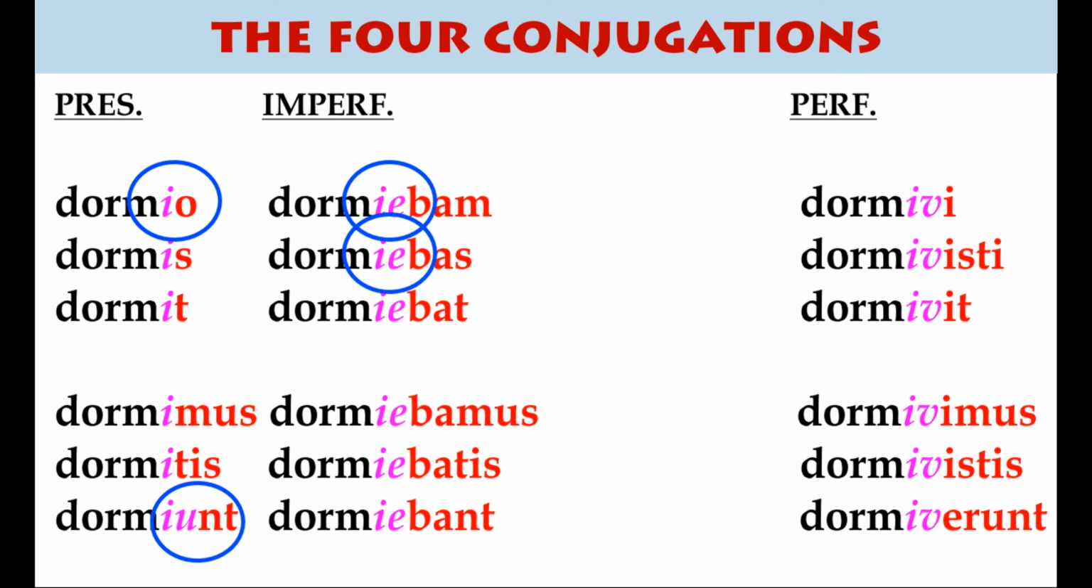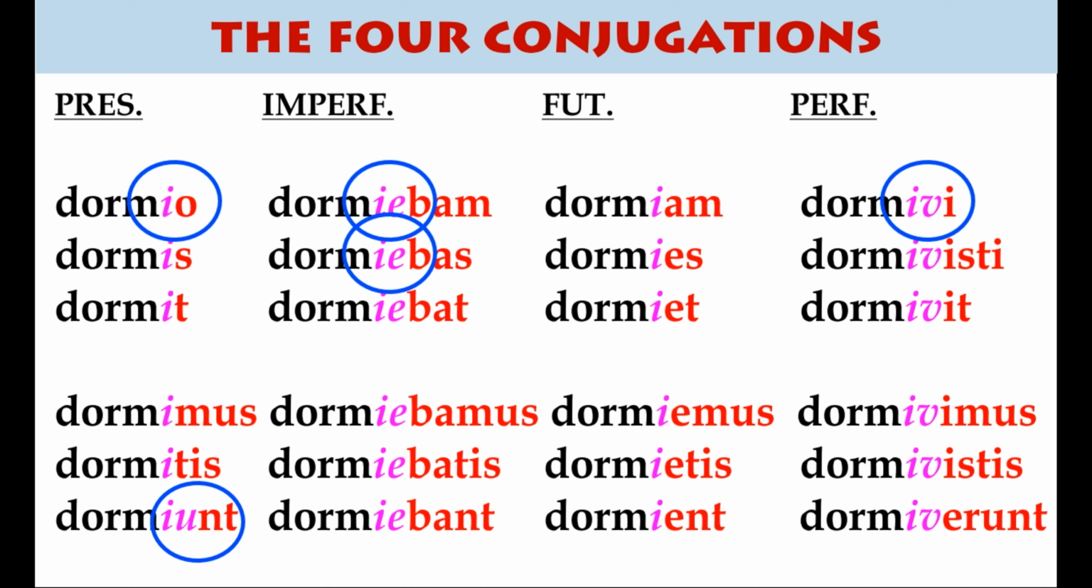And in the perfect tense, it's quite similar to the first conjugation with a V there. IVI, dormivi, dormivisti, dormivit, all the way down, and the endings are just as you'd expect them to be. So no problems there with the endings.